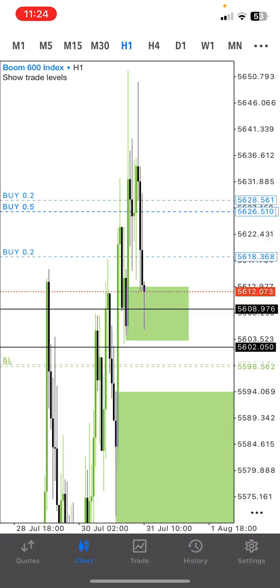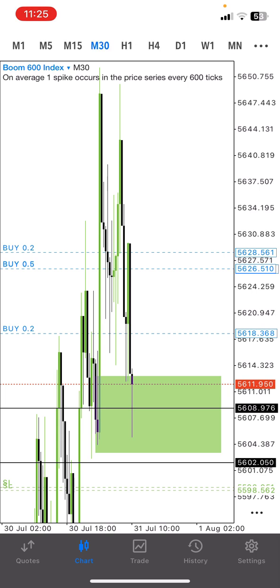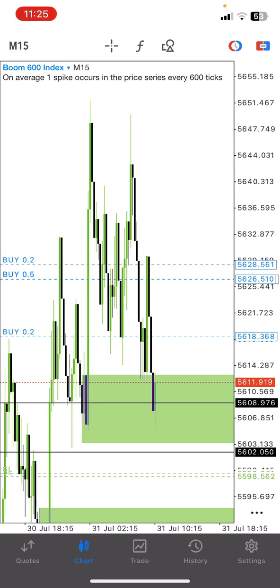Okay, so let me see. It's not really looking good for me unless the 30-minute closes bullish. If it closes bullish, then it's likely going to buy. But right now, it's looking really nasty. Then let me give you guys reasons for this trade.